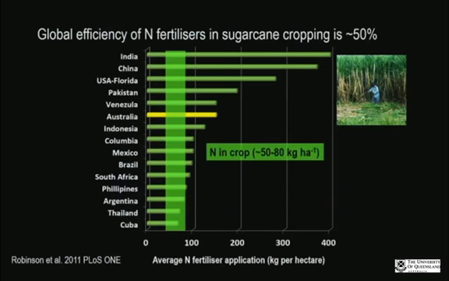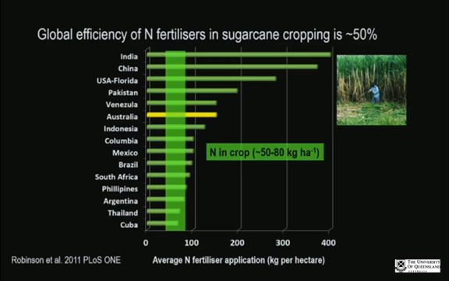But the global efficiency of nitrogen fertilizer in sugarcane cropping is quite low. It's only about 50%, similar to other crops. And that is despite the fact that sugarcane is not a grain crop. So in other words, you're not removing a nitrogen-rich, protein-rich kernel from the field. You're removing sugar, which is carbon. And Australia is sort of in the middle here.